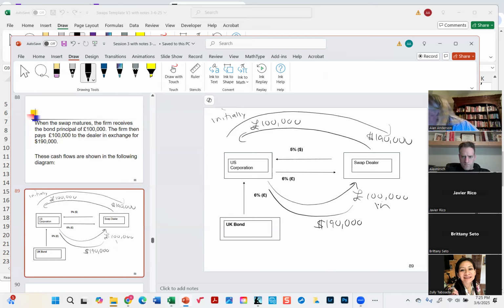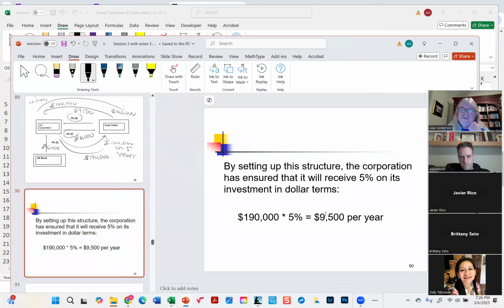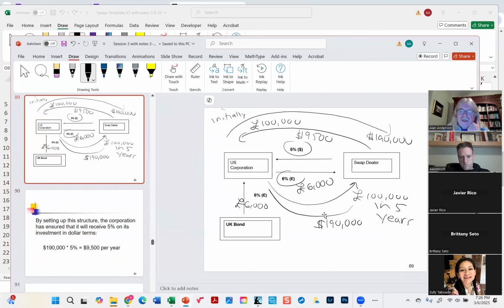So it's a little bit messier than the interest rate swap. And in the meantime, we have these cash flows. Okay. So in other words, the dollar amount here, 5% of 190,000 is 9,500. And our 6% coupon, we're trading it away to the dealer. So the net effect to this, if you notice this US corporation, is that they're guaranteed to get $9,500 per year. They trade 190,000 initially, they get that back.